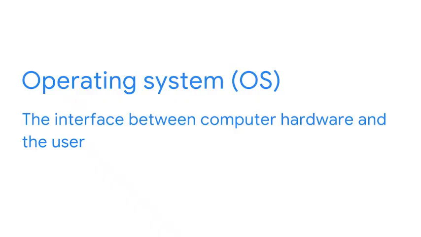Linux is used in the security industry, and as a security professional, it's likely that you'll interact with the Linux OS. So what exactly is an operating system? It's the interface between the computer hardware and the user. The operating system, or the OS, as it's commonly called, is responsible for making the computer run as efficiently as possible while also making it easy to use.